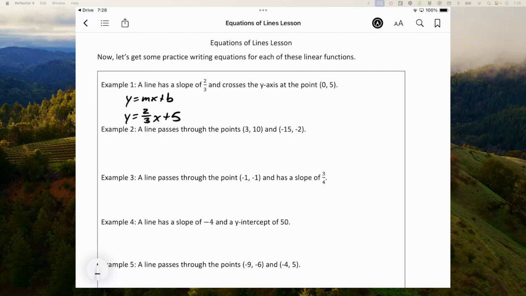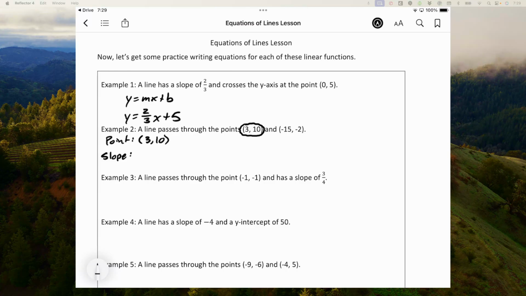Now we've got a line that passes through 2 points. And so we know we're going to have to use point-slope form. What we need for point-slope form is a point and a slope. That's why it's named point-slope form. So for the point, we need to just pick either one of those 2 points. It does not matter. I will prefer to use positive numbers, so I will use 3, 10.